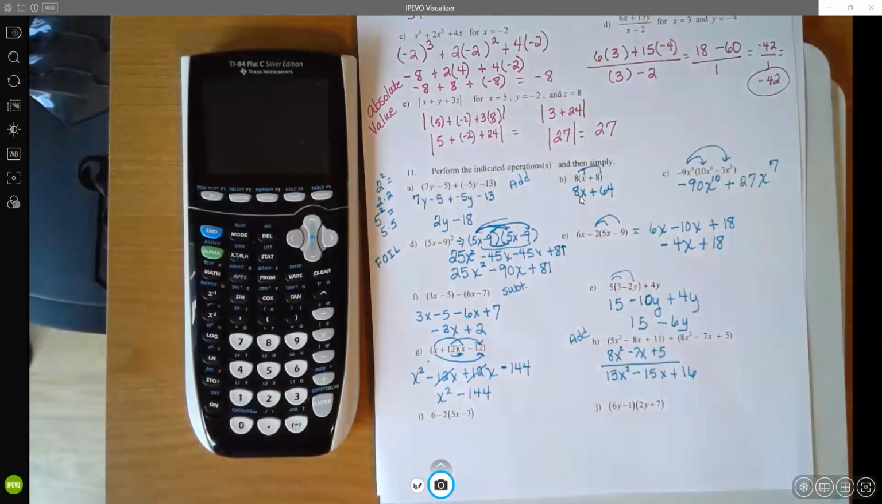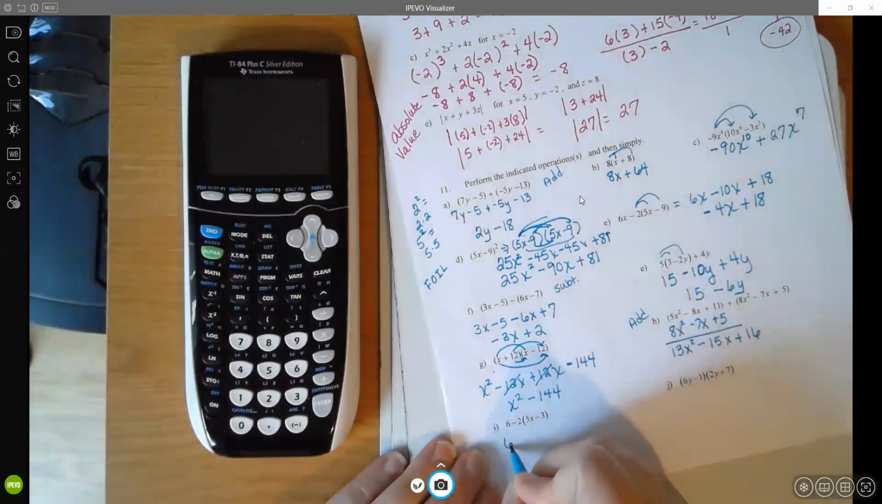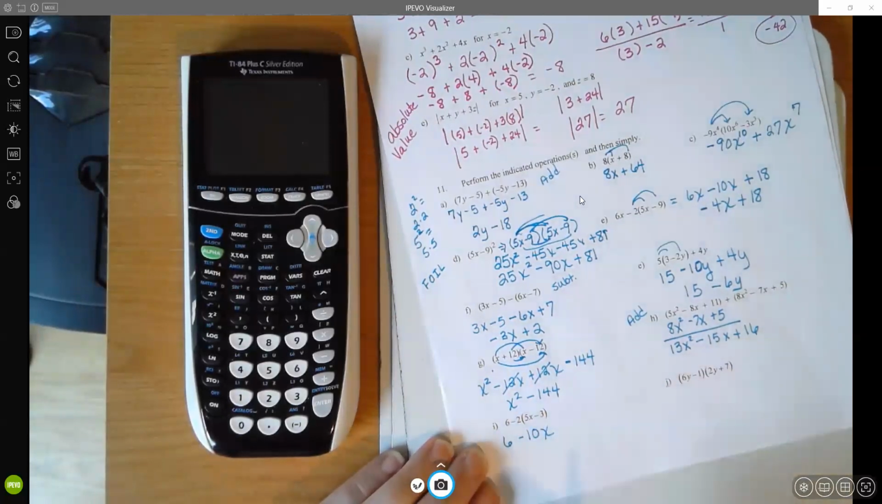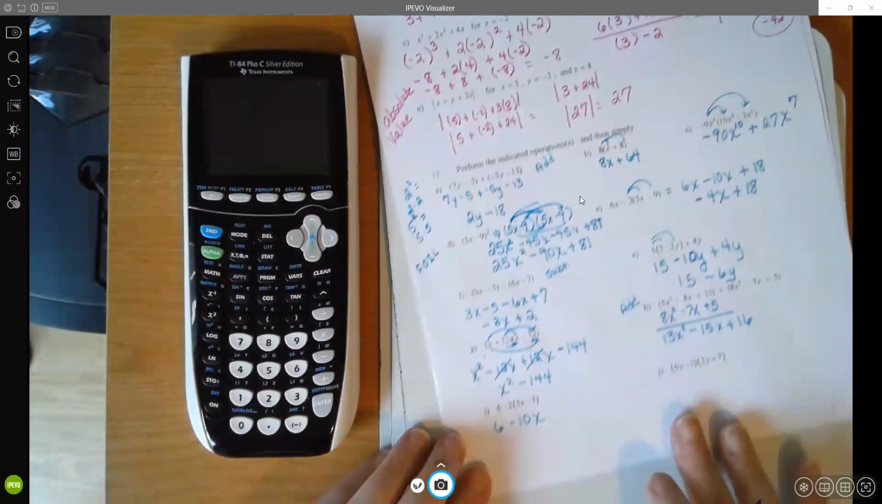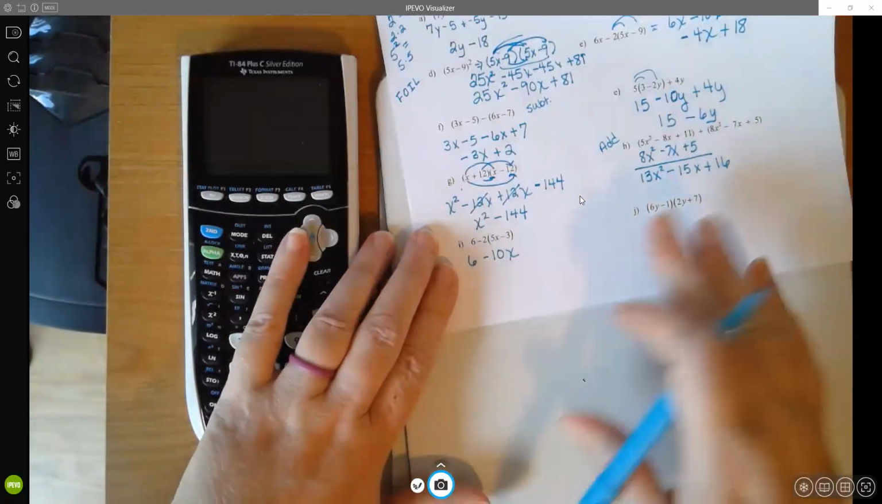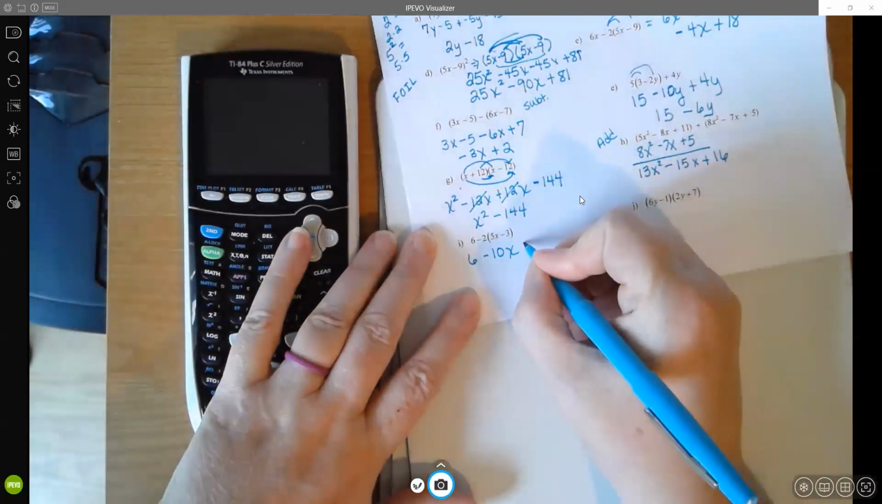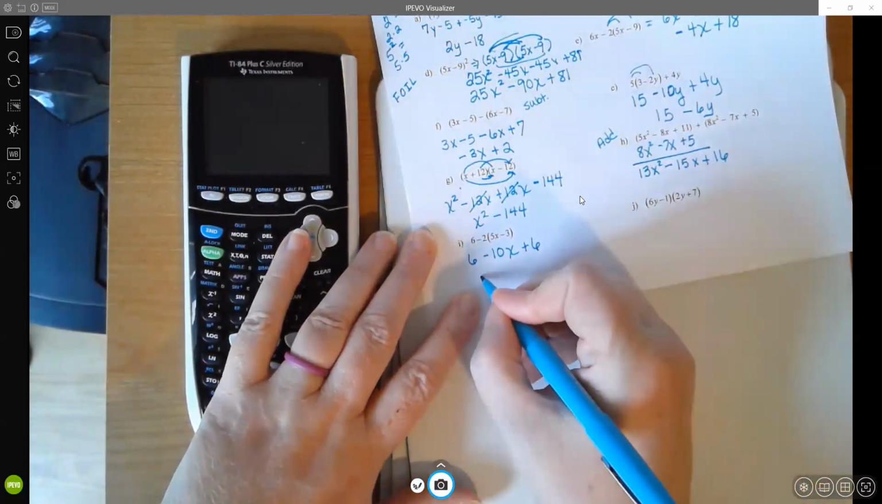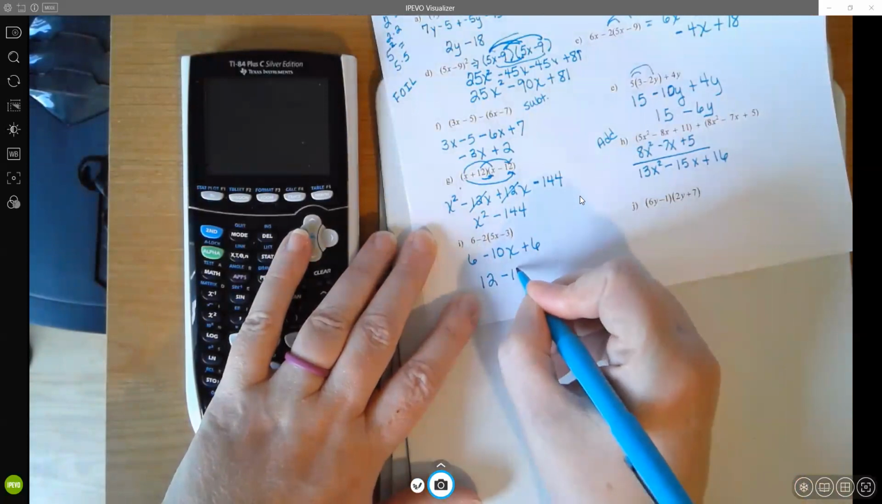Letter I says 6 minus 2 times 5x minus 3. Again, that 2 is multiplied because there is no operation sign between the 2 and the parentheses, which implies multiplication. So we'll drop down the 6, multiply the 2 times 5, which is 10x, then multiply the negative 2 times the negative 3. Let me move that up so you can see that. The negative 2 times the negative 3 to get a positive 6. Then we have 6 plus 6, which is 12 minus 10x.